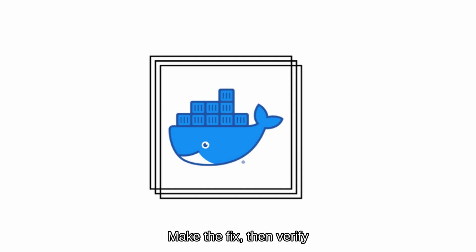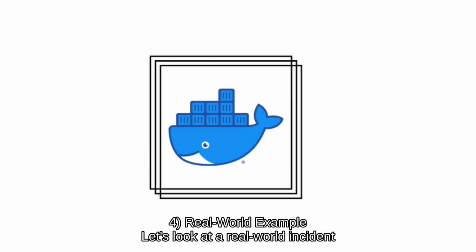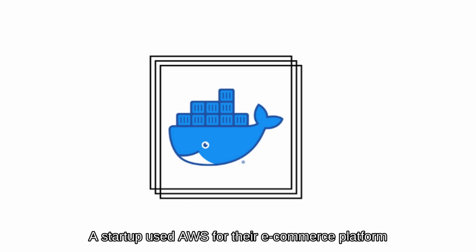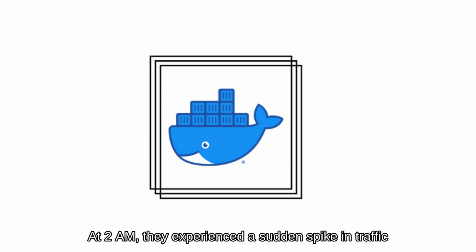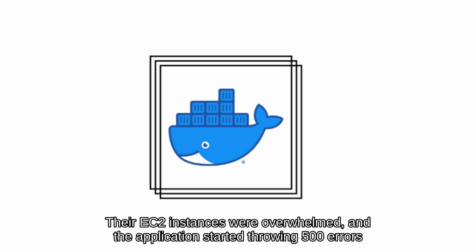Real-world example. Let's look at a real-world incident. A startup used AWS for their e-commerce platform. At 2 a.m., they experienced a sudden spike in traffic. Their EC2 instances were overwhelmed, and the application started throwing 500 errors. The team had set up auto-scaling, but it wasn't configured correctly.